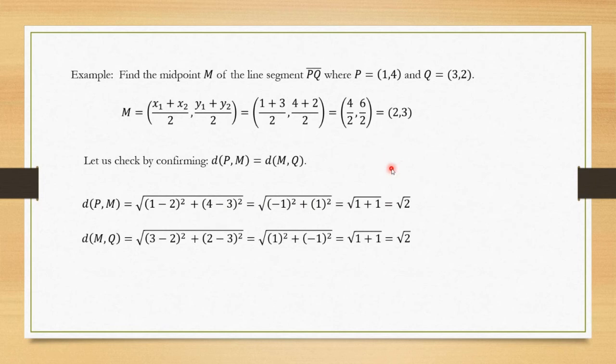From M to Q, right? Here and here, we have 3 minus 2 squared, right? Subtract the x-coordinates. Subtract the y-coordinates. We have 2 minus 3 squared. So we're taking the square root of that sum. So we have the square root of 1 squared plus negative 1 squared, which is the square root of 1 plus 1, square root of 2. So you can see their distances are the same.